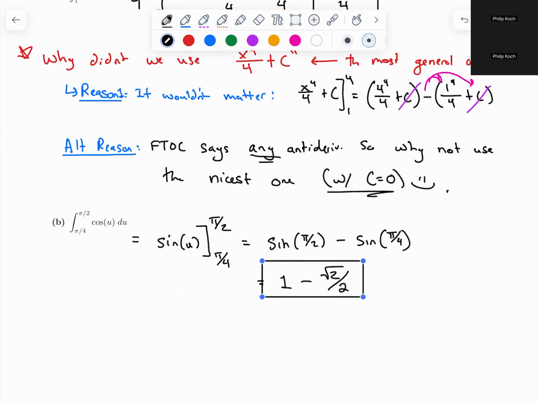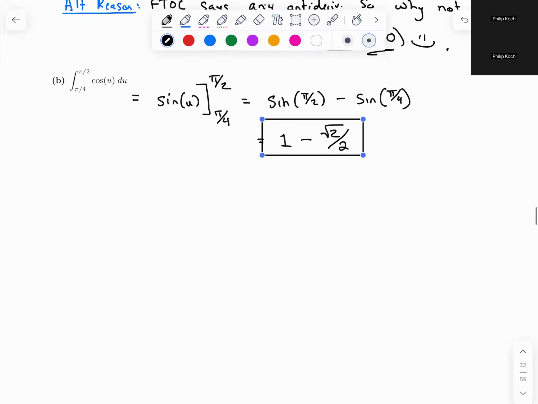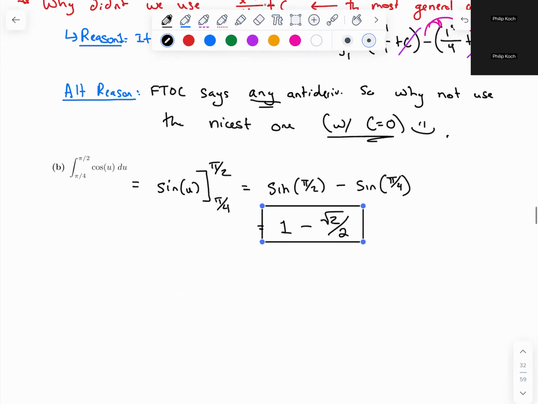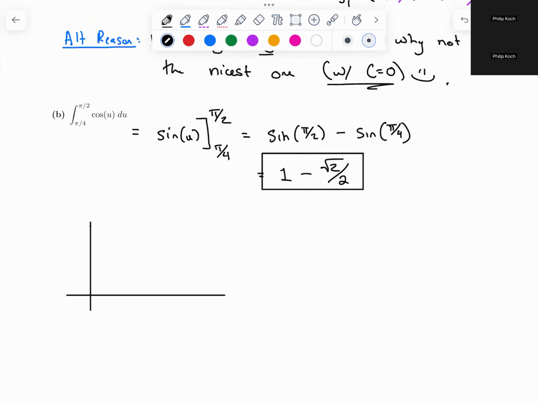So you just calculated the area under the curve cosine between pi over 4 and pi over 2. Just as a small aside, for visualization, remember that cosine of x starts at 1, and here's pi over 2. Cosine goes like that. And so if I want to find the integral from pi over 4 to pi over 2, I'm asking to find the area of this region.